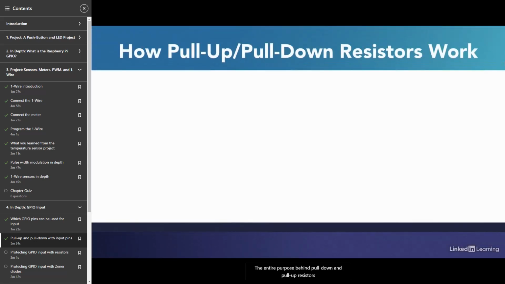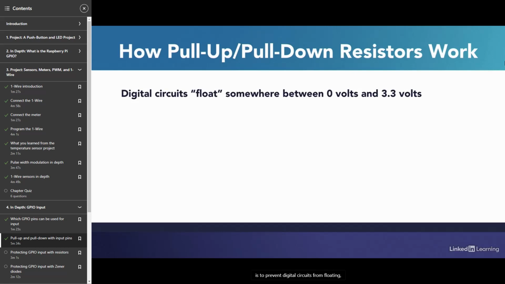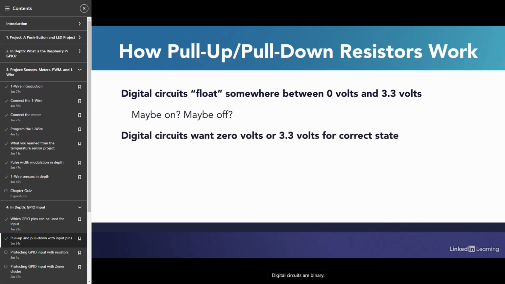The entire purpose behind pull-down and pull-up resistors is to prevent digital circuits from floating, which is an unknown state. Is it on or is it off? Digital circuits are binary. 0 volts is off.